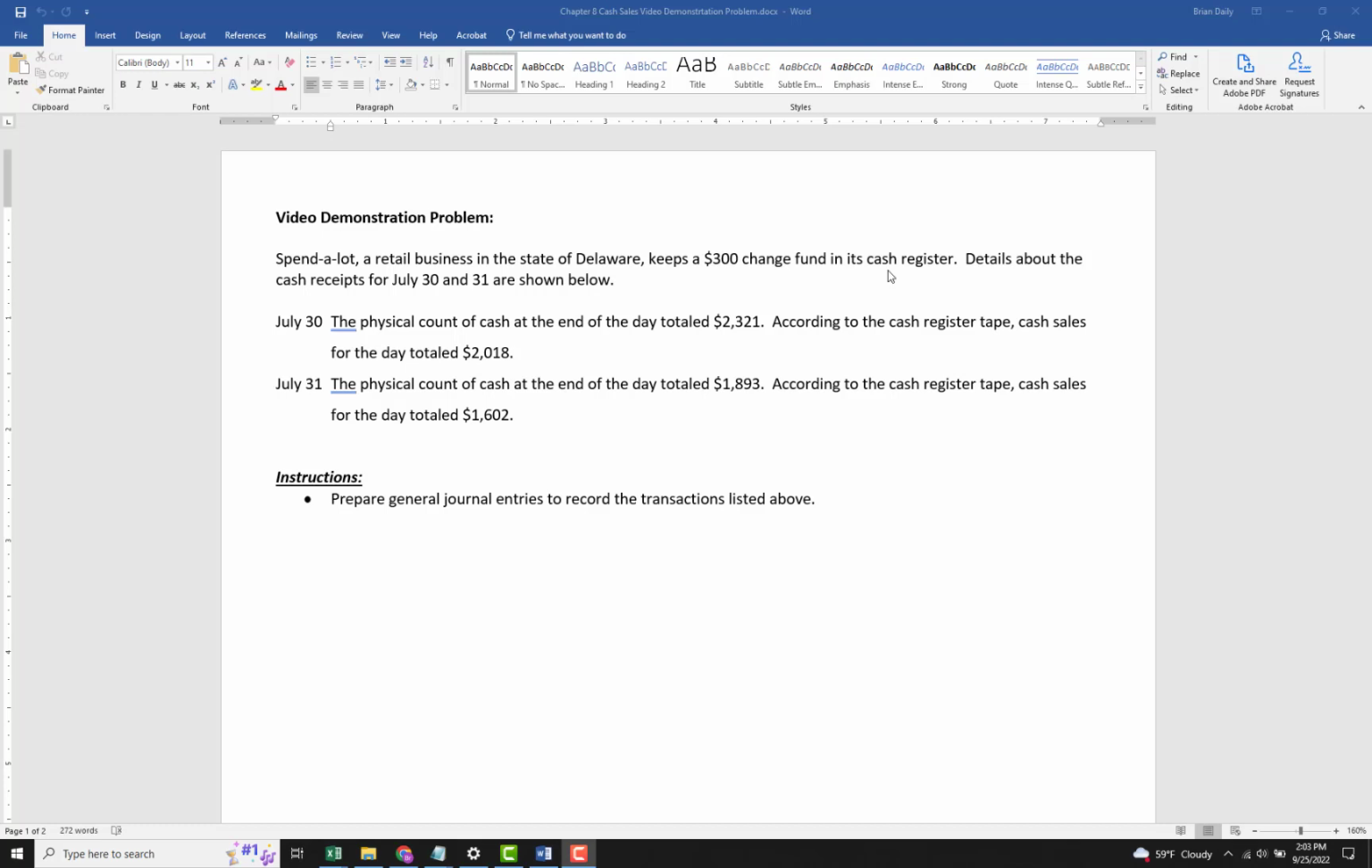And on pages 288 and 289 of our book, they give us a list of different procedures and different controls that a business should have to try to control its cash. So take a close look at those internal control procedures related to cash in the book, and as we work through these problems, think about those. Those are really, really important. Let's get started with these journal entries.